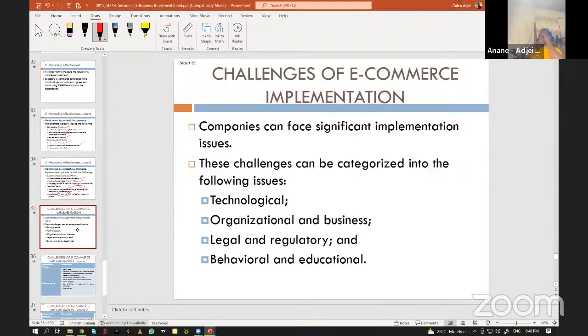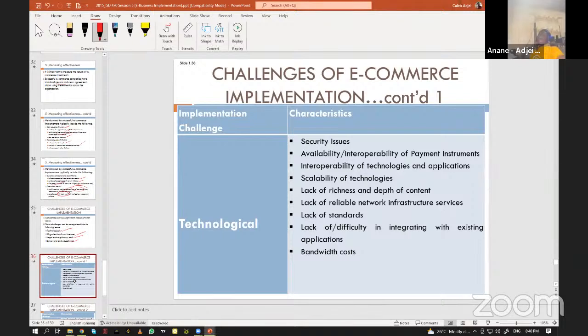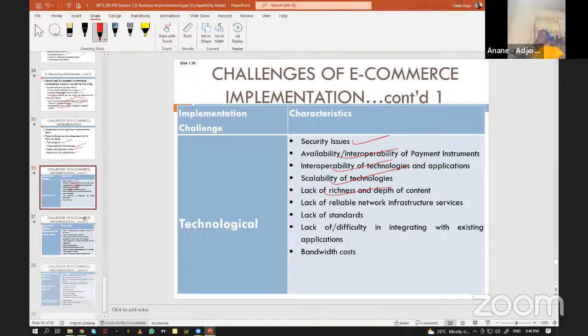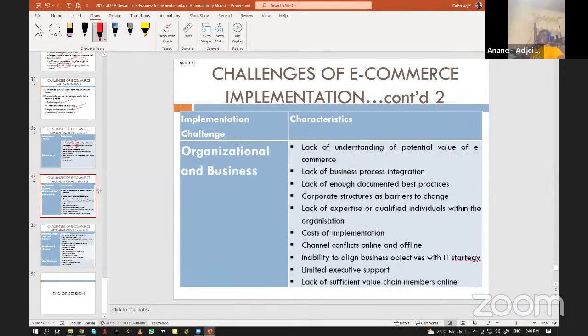Then the last thing we want to look at over here is the challenges of e-commerce implementation. Companies can face significant implementation issues. Number one, technological. Number two, organizational and business. Number three, legal and regulatory. Number four, behavioral and educational. Technological has to do with security, availability, interoperability of some of the systems, the scalability of the system, lack of richness and depth of content, and all sorts of stuff. Then in terms of organization and business, lack of understanding of the potential value of e-commerce, lack of business process integration, and a whole list of others, as you can see over there.